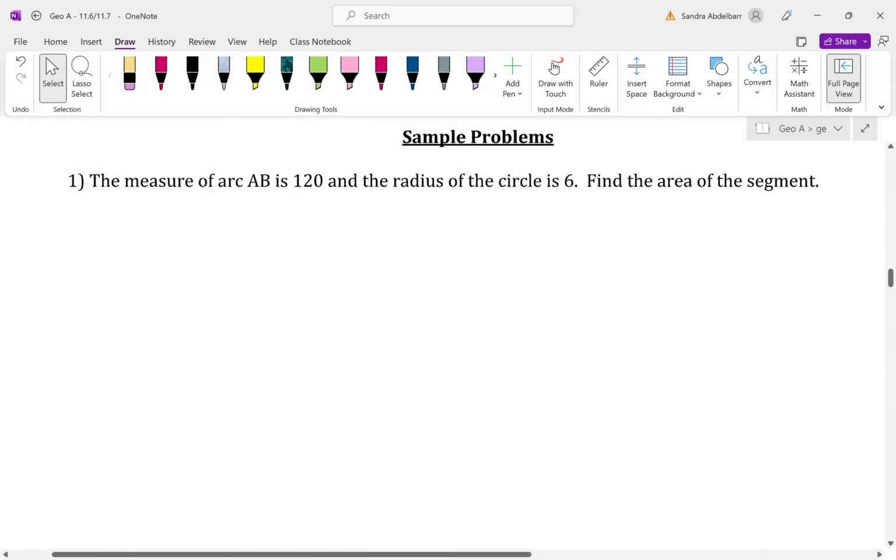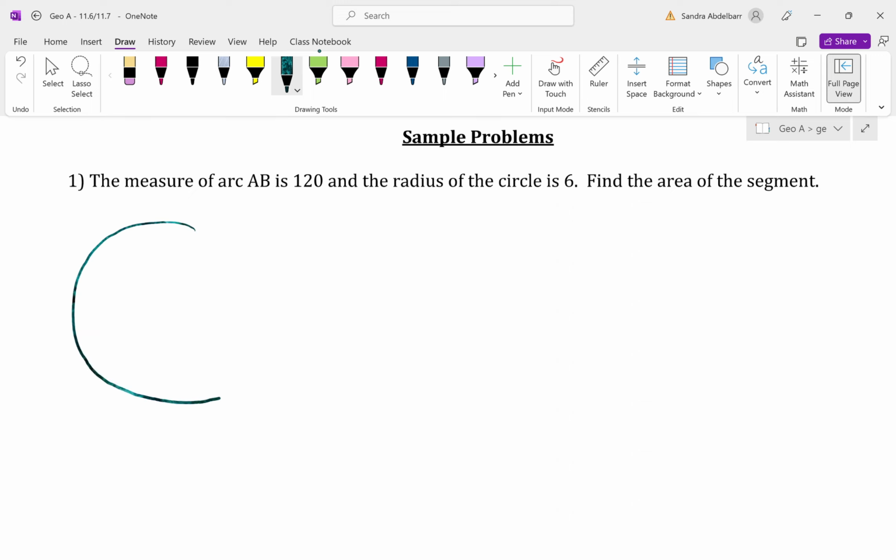It says the measure of arc AB is 120 and the radius of the circle is 6. Find the area of the segment. Okay, so here we go. We're drawing our circle. So they're saying there is an arc AB, and that is 120 degrees. They want us to find the area of the segment. So the segment is going to be the chord that connects A to B.